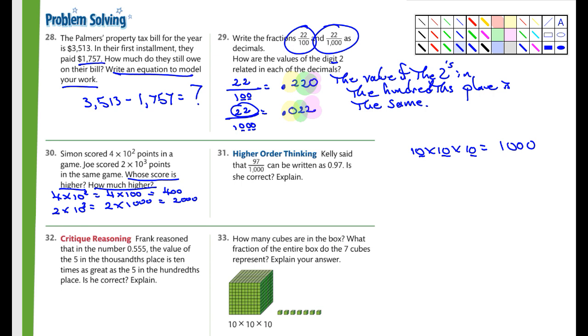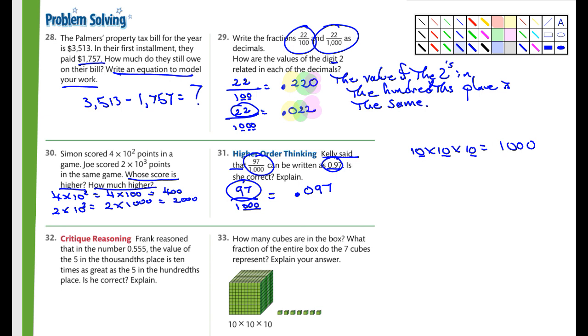Let's see here. Kelly said that 97 over 1,000 can be written as this. Well, let's write 97 over 1,000 in decimal form. So first off, how many places to the right of the decimal are we talking about? To the thousandths place. So 3 places. And so they gave us 2 numbers up top. So the first one's got to be a 0 and then 97. So 0.097.